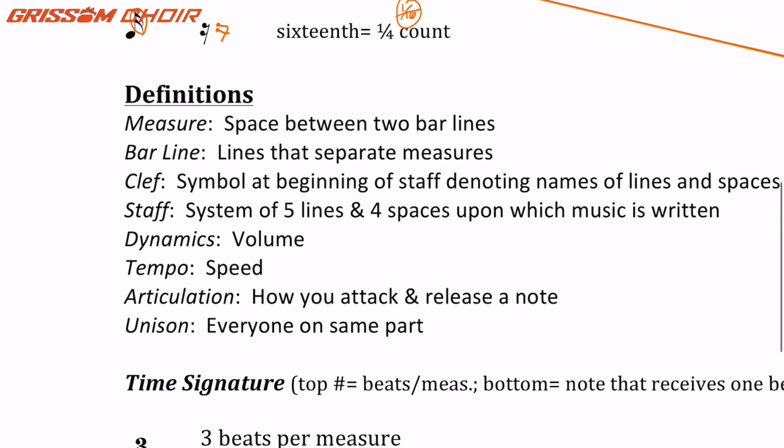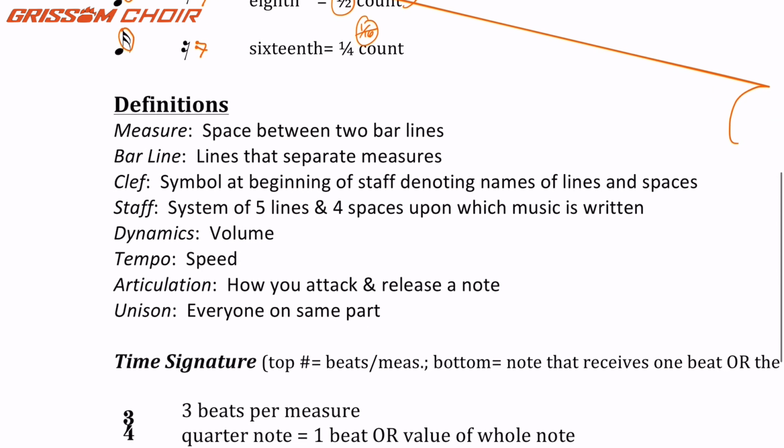A clef is the symbol at the beginning of a staff that tells us what the lines and spaces are. The clef that we learned about today was the treble clef, otherwise known as the G clef. The staff is the system of 5 lines and 4 spaces upon which music is written.